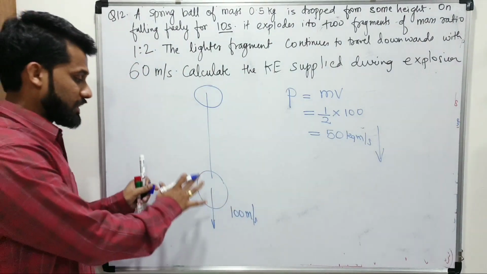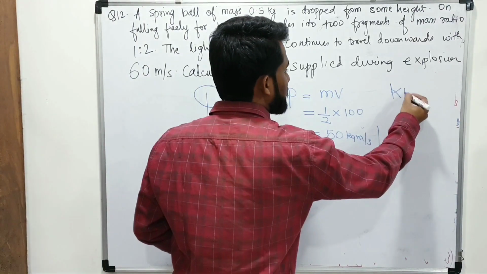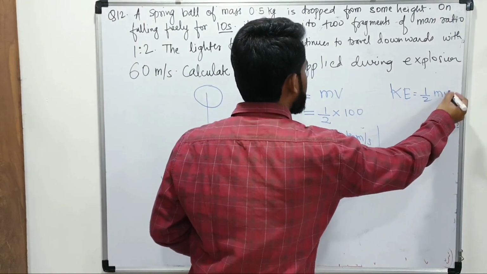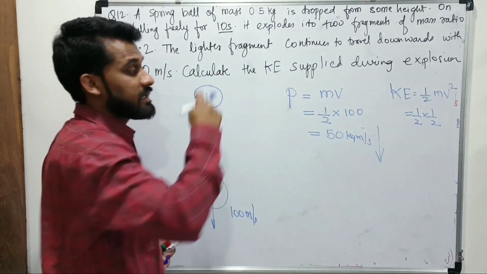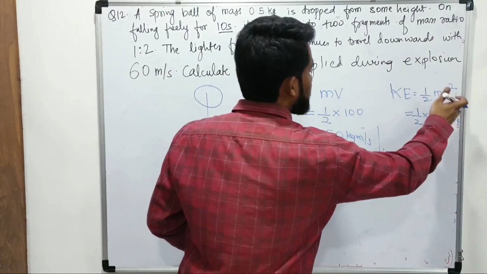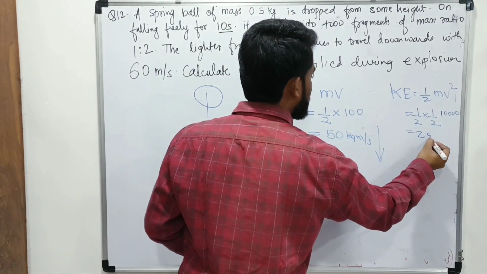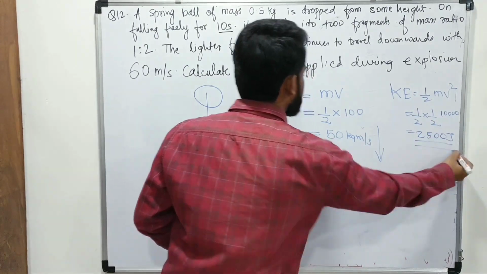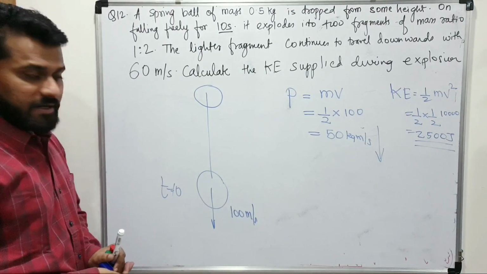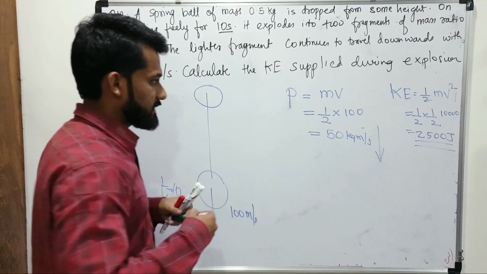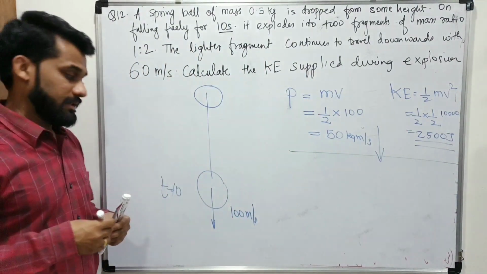Before explosion, this is its state at t equal to 10. Let us also calculate its kinetic energy at that time. Its kinetic energy is half mv square. So half, its mass is also half, 0.5 kg, and its velocity is 100. 100 squared is 10,000. So if you solve it properly, you will get 2,500 joule. Its kinetic energy is 2,500 joule, right? So before explosion takes place, the momentum and kinetic energy of the spring ball are in this way.